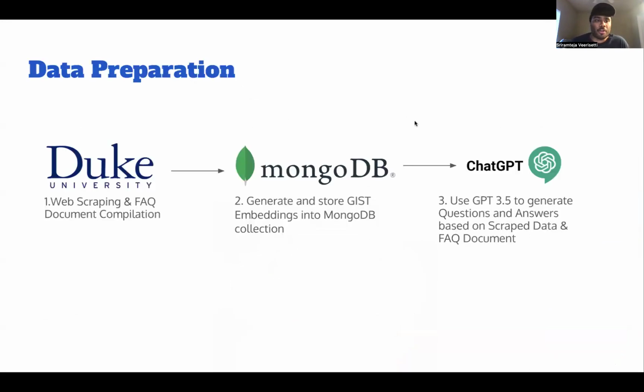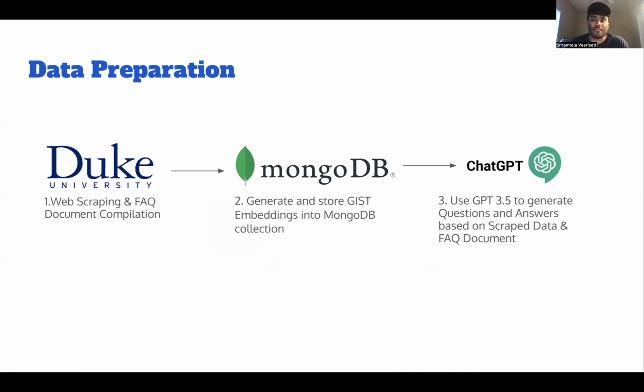So in terms of data preparation, one of the first things that we did was web scrape the Duke University website, specifically the AIPI program website, as well as the frequently asked questions document. And using this tandem of information, we were then able to create embeddings using the GIST embedding model. And we were able to store those chunks within MongoDB, which was our choice of a vectorized database.